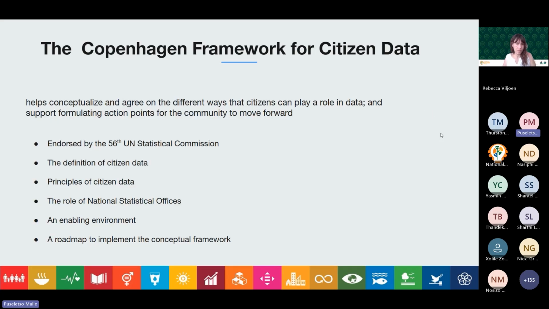So the work around citizen data is currently being guided by the Copenhagen framework for citizen data. It helps conceptualize and agree on the different ways that citizens can play a role in data and support formulating action points for the community to move forward. As indicated, it was endorsed in March at the 56th Annual Statistical Commission, and the framework provides a definition of citizen data. It provides principles of citizen data, the role of national statistics offices in citizen data, an enabling environment, as well as a roadmap to implement the conceptual framework.